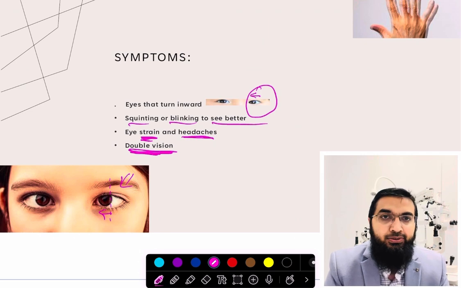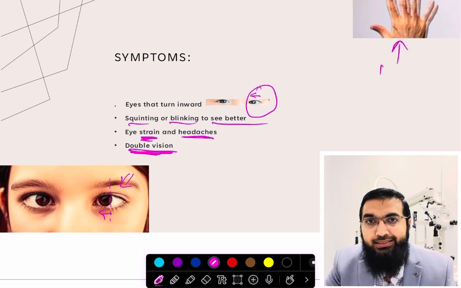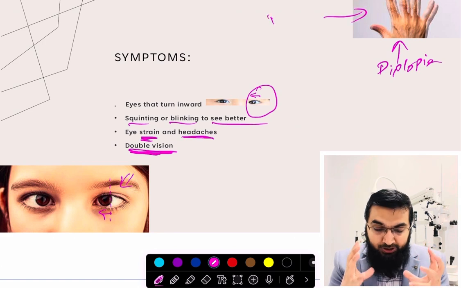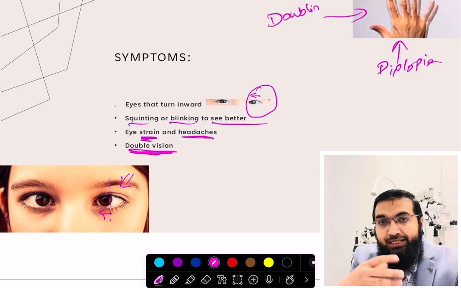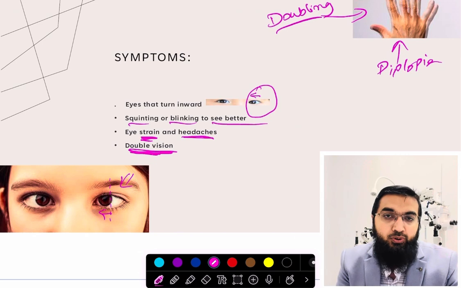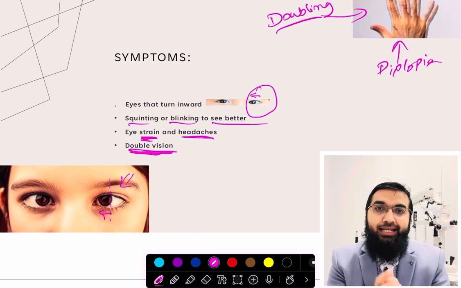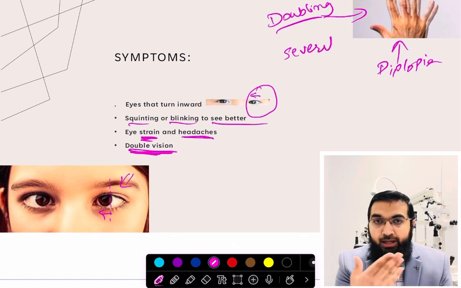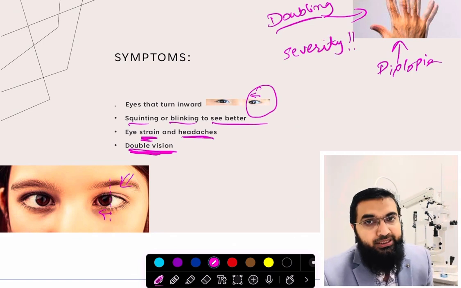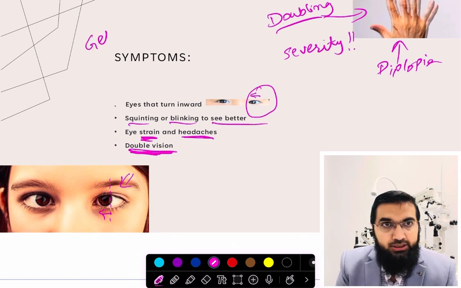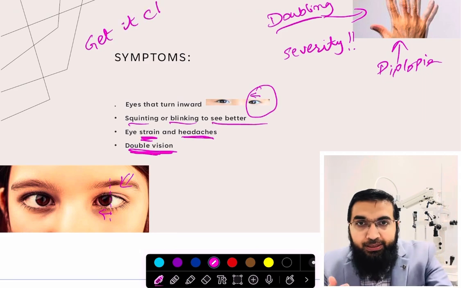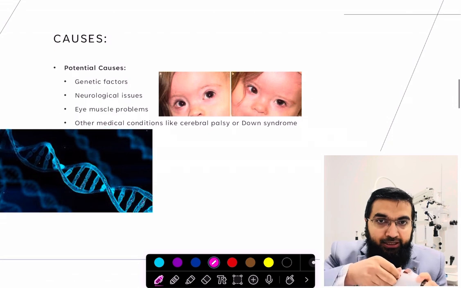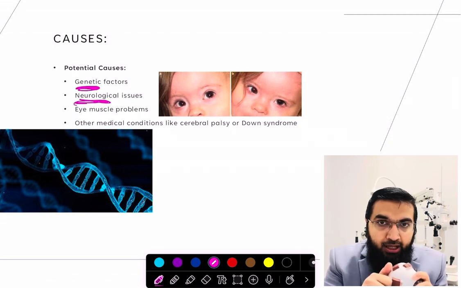So it depends on patient to patient, what is the cause, what is the extent, what is the severity of esotropia, and that determines your symptoms. So the most important thing is get it checked, get it treated. There are so many causes of that. Some of them I have laid down here. It could be genetic, it could be neurological, it could be an eye muscle problem, because the eyeball is surrounded by muscles that control the mobility of that eyeball.